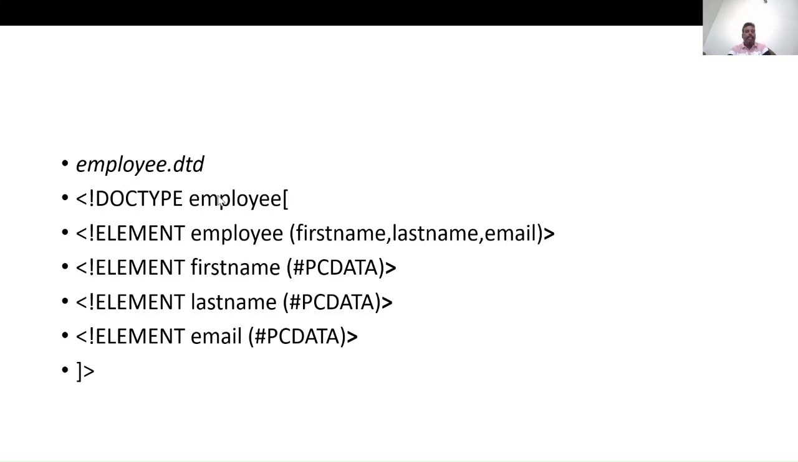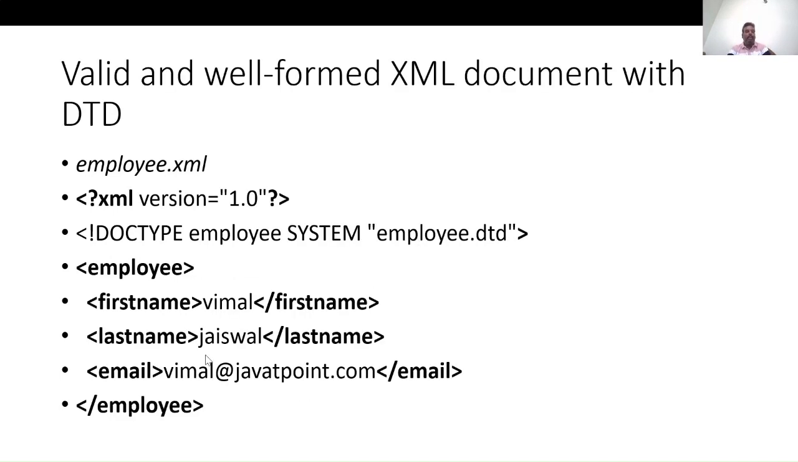And in the employee, I'm going to store some pieces of information: first name, last name and email. So these are the three pieces of information I've got. So employee is the root tag, and inside it the first tags are first name, last name, email. I have stored information for these three.